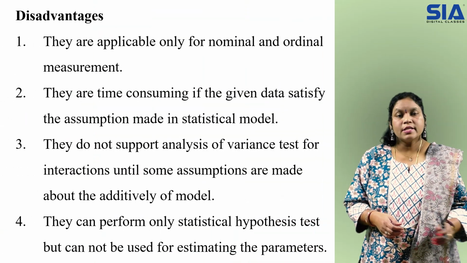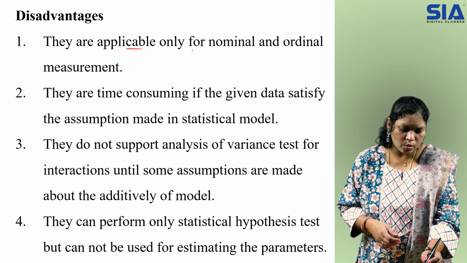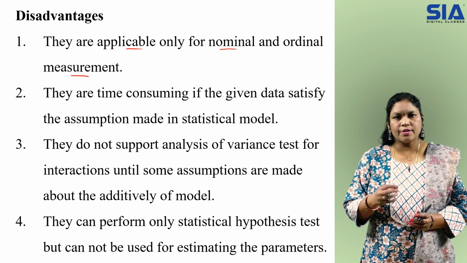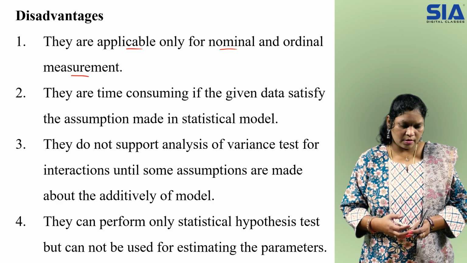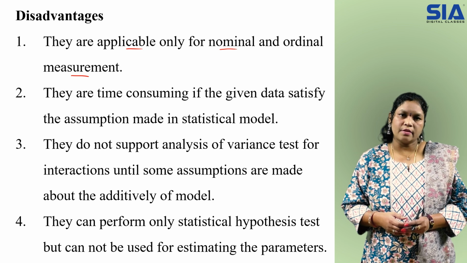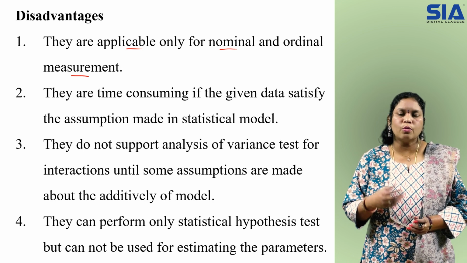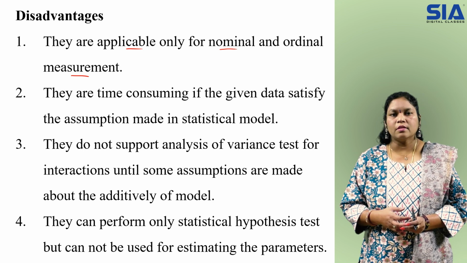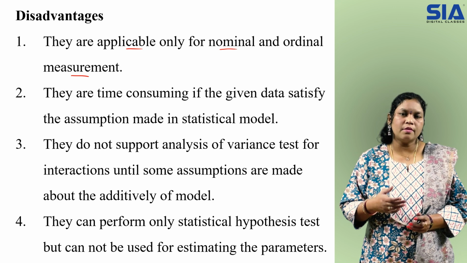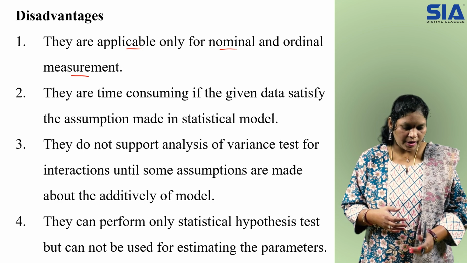Now let us check the disadvantages. What are the disadvantages of using non-parametric? They are applicable only for nominal and ordinal measurements, so they cannot be implemented for each and every type of data. That is one of the disadvantages we are considering here. We will discuss nominal and ordinal measurements in another session, where we look at how the data is titled as nominal and ordinal. Only for these types of data is it applicable; for other ratios and other methods it is not useful. So that is one disadvantage.